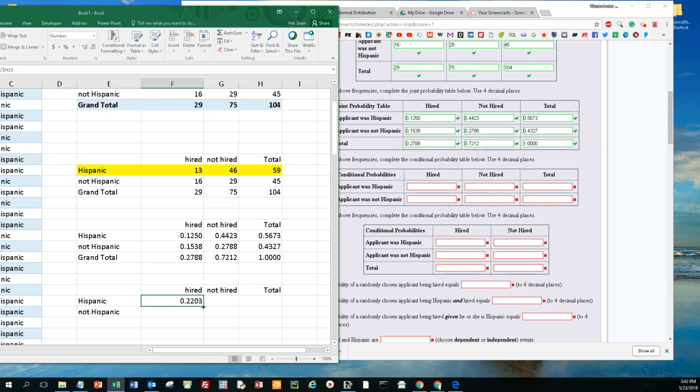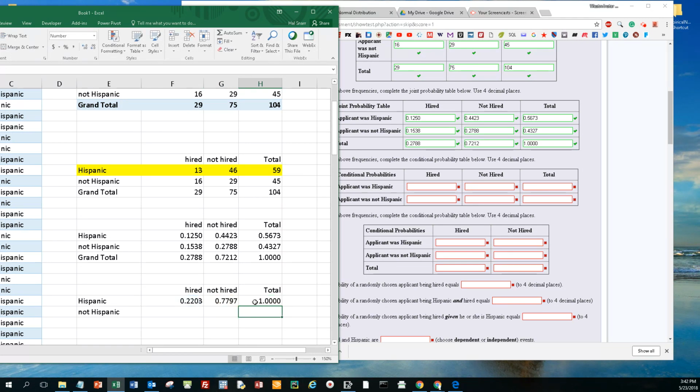It's pretty cool. When I drag this across, what do I get? I get 46 divided by 59. So of the 59 Hispanics, 46 were not hired. So the probability of a Hispanic being hired, of an applicant being hired given they're Hispanic, is 0.7797. Now, if I add these two up, I get 1.